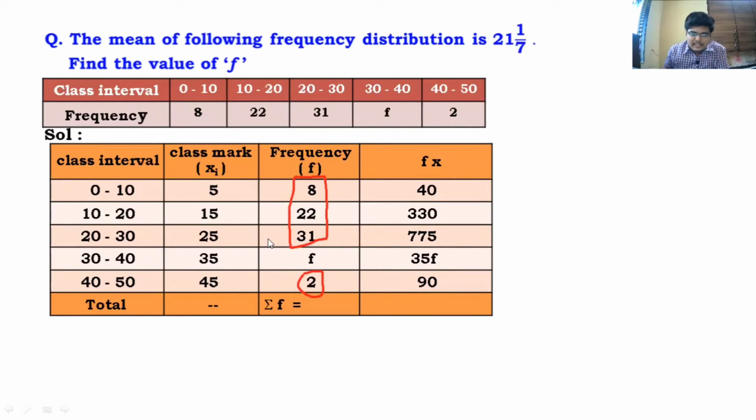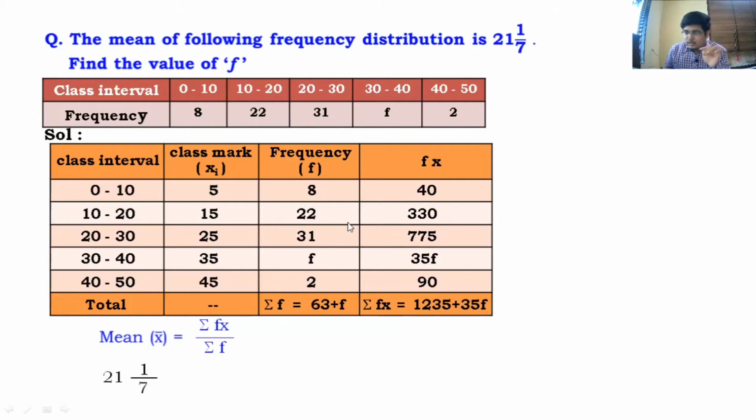So here when you add these numbers, you will get 63. So it will be 63 plus f. Similarly, for fx, you add these 4 numbers and then it will be plus 35f. That's it. So here when you add, you should get 1235 plus 35f. And now see, mean is given. So we have to use the formula of mean. So mean is summation fx upon summation f. Mean is 21 integer 1 by 7, equal to summation fx, which is 1235 plus 35f, upon summation f, which is 63 plus f.